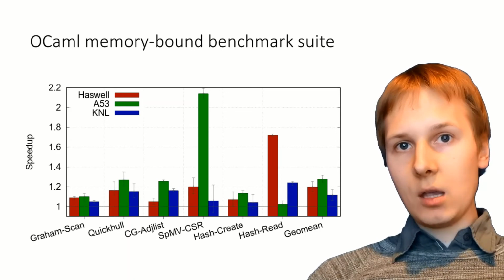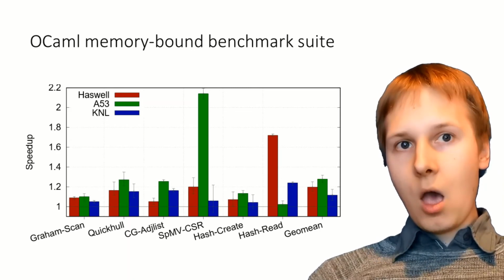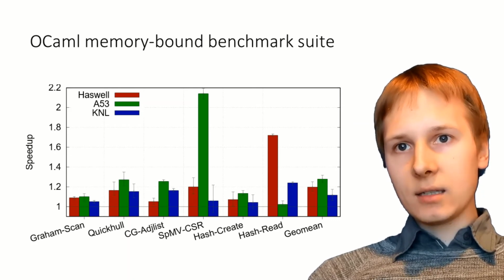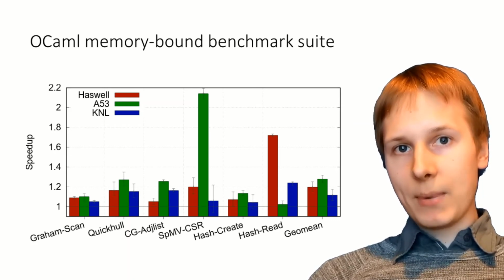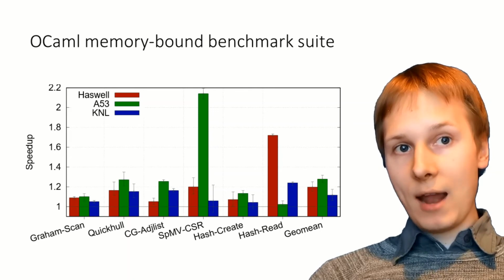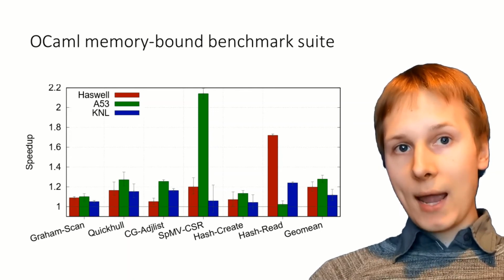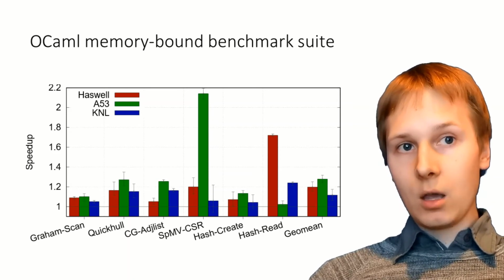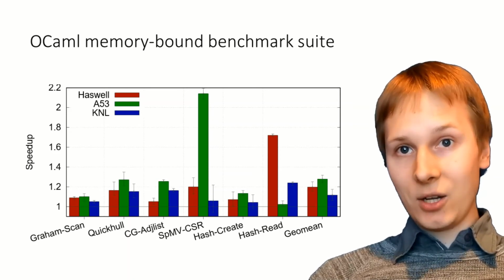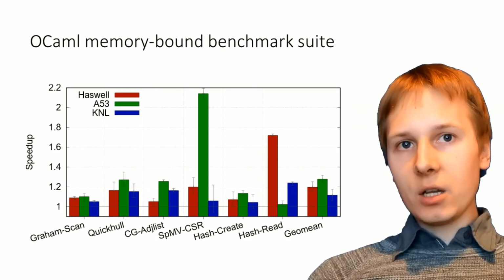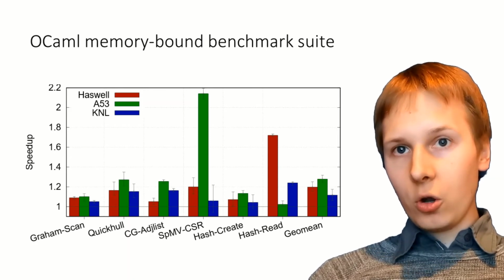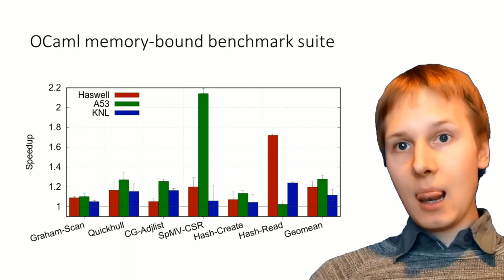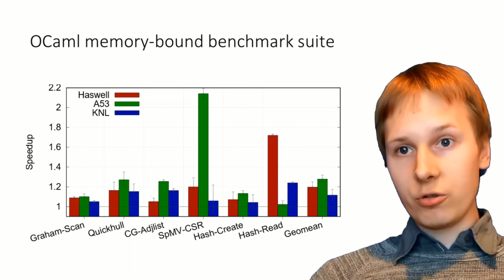CG-AddLists and SPMV-CSR are both indirect memory accesses over arrays, and SPMV-CSR in particular shows large speedups on A53, where the hardware isn't able to parallelize these memory accesses without software prefetching due to its in-order execution. HashRead shows large speedups on the out-of-order cores due to having a large amount of hashing computation per memory access, limiting the existing load reordering hardware.